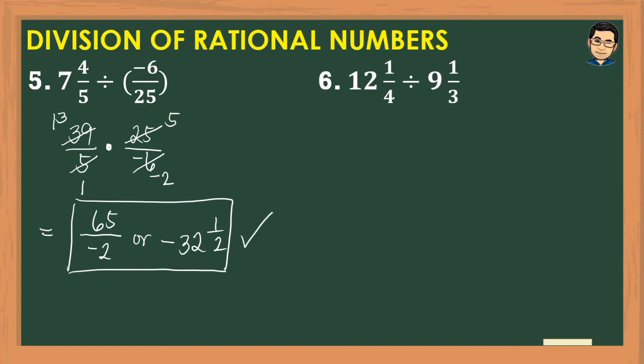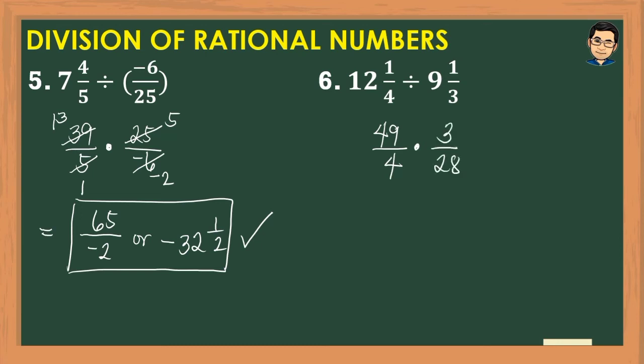Next, 12 and 1/4 divided by 9 and 1/3. So pareho po silang mixed numbers, so kailangan po natin silang i-change into improper fractions. So 12 and 1/4 will become 49 over 4. And then we multiply to the reciprocal of 9 and 1/3. So 9 and 1/3 is 28 over 3. So it will become 3 over 28.